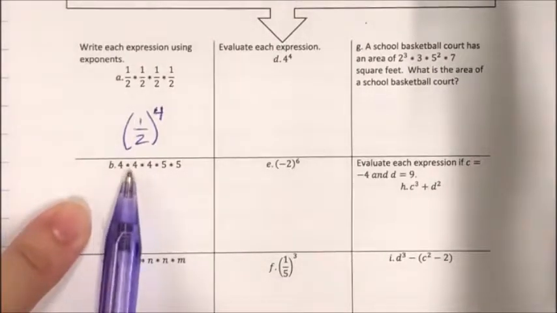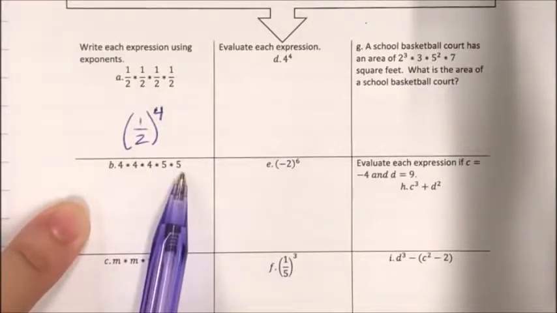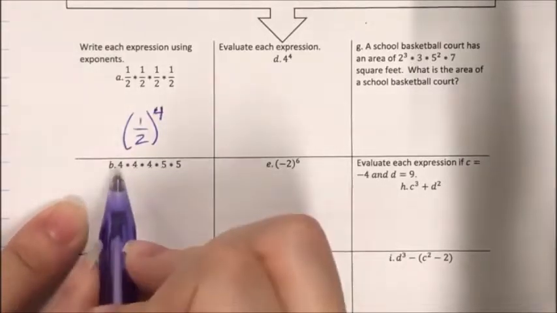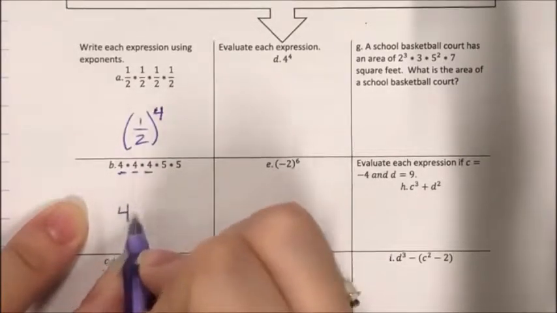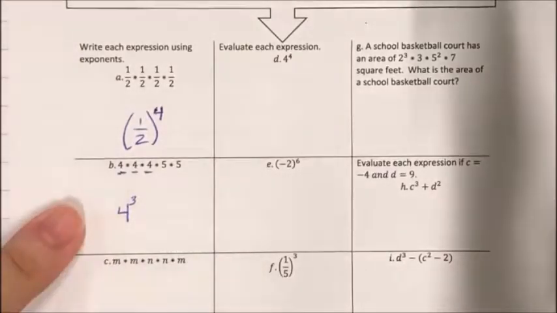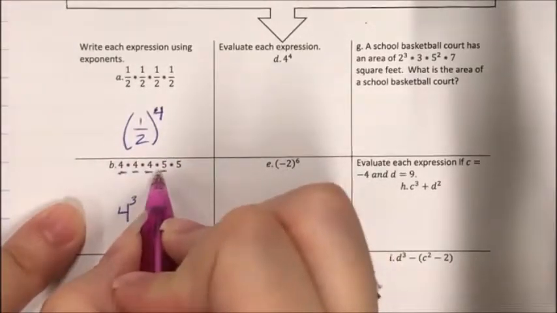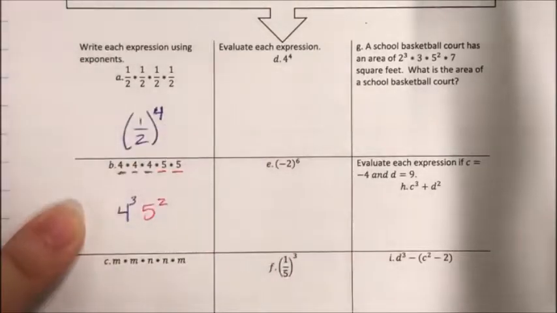B, I have 4 times 4 times 4 times 5 times 5. So I have 1, 2, 3 4s, so that's 4 to the 3rd power. And then I have 2 5s, so that's 5 to the 2nd power. I'm just multiplying these together. It didn't tell me to evaluate this, so I'm going to leave it in the exponential form.